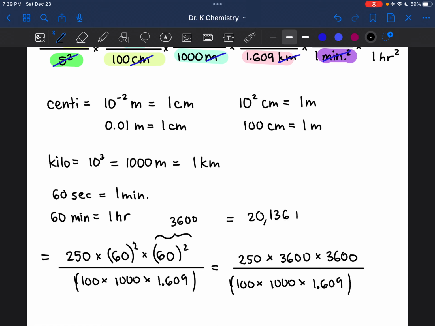20,136 miles over hours squared, which is a pretty huge value. We could turn this into scientific notation to make it a little more manageable. So that would be 2.0 times 10 to the 4 miles over hours squared.